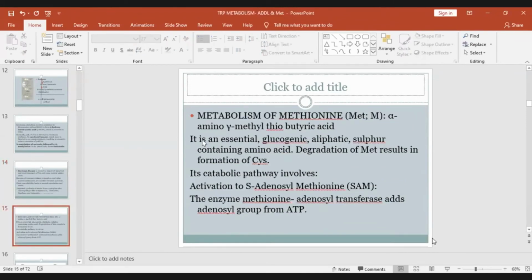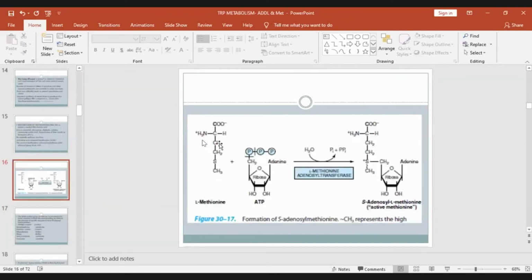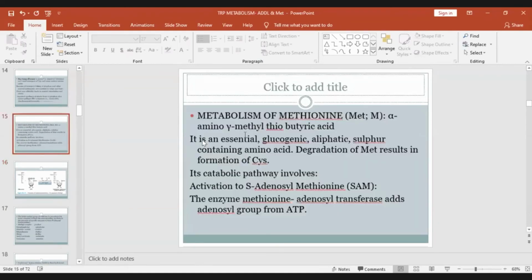So coming to the metabolism of methionine. The three-letter abbreviation is the first three letters, Met, and the single letter abbreviation is M. This is alpha amino gamma methylthiobutyric acid. So this is methionine. It is an essential glucogenic, aliphatic, sulfur-containing amino acid.